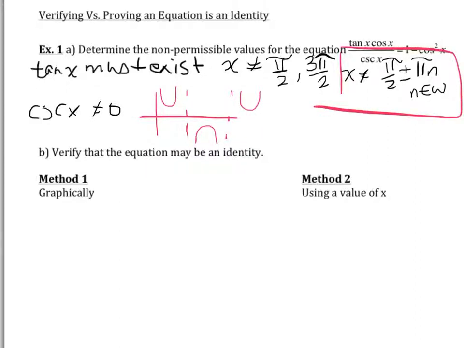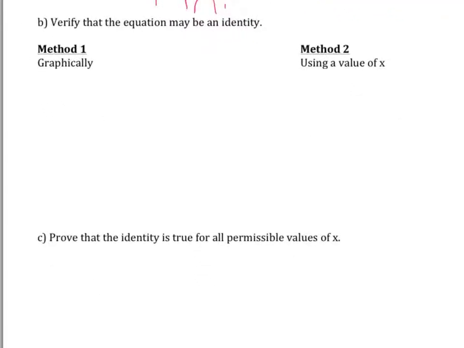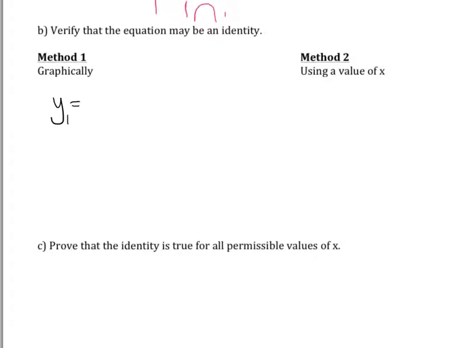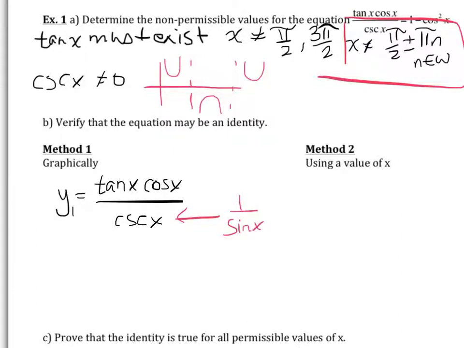There we go. All right, let's continue on now with our graphical and our substitution method of verification. Graphically, I'm going to let you work on this on your calculator. So for y1, you're going to want to use tan x cos x over cosecant x. Keep in mind that for cosecant, you're going to probably have to use 1 over sine x.